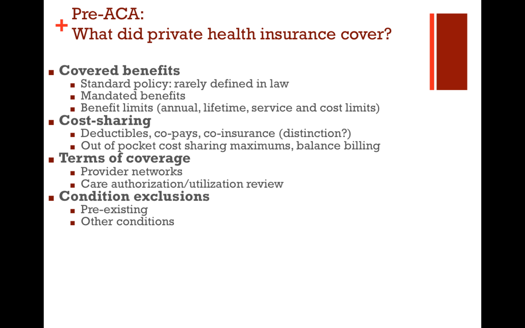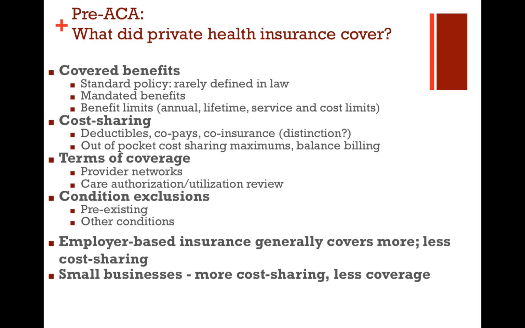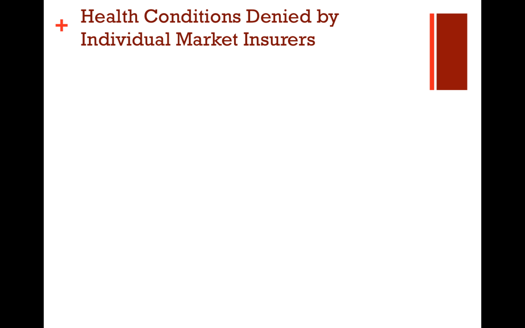There could be condition exclusions based on pre-existing and other conditions. Employer-based insurance generally covers more with less cost sharing. Small businesses have more cost sharing. They have less negotiating power with the health insurance companies and provide less coverage, typically. Individual insurance on the individual market is typically less inclusive and the most expensive with the highest cost sharing.